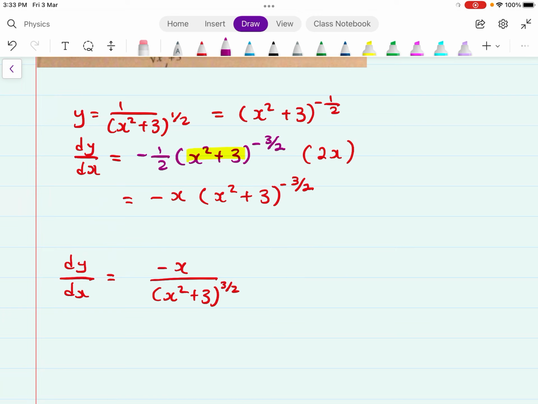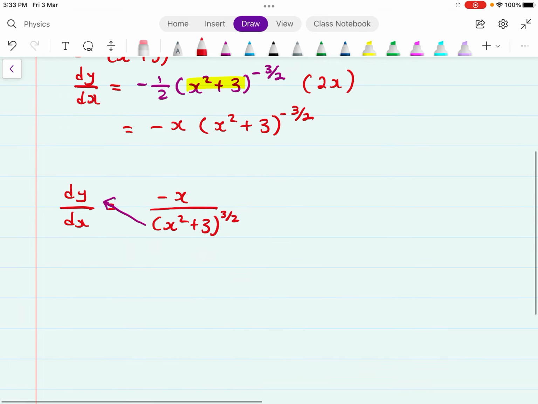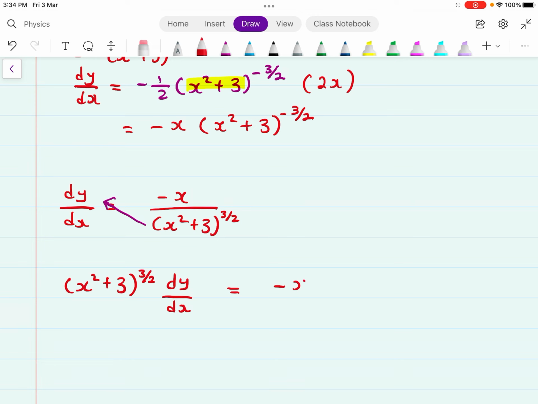You do a bit of cross multiplication. So this one you cross to the left hand side. So what you get is (x squared plus 3) to the power of 3 over 2 times dy/dx is equal to negative x. Okay, so you can see the form is very similar to the thing that they want already.